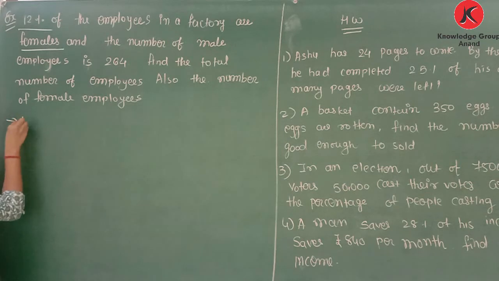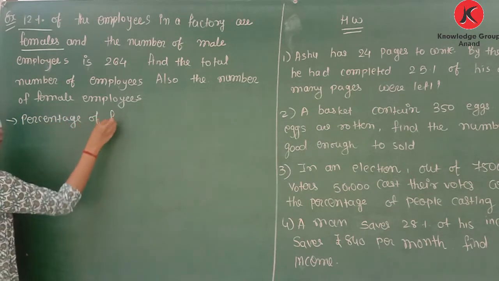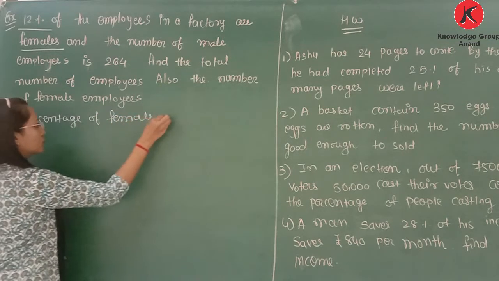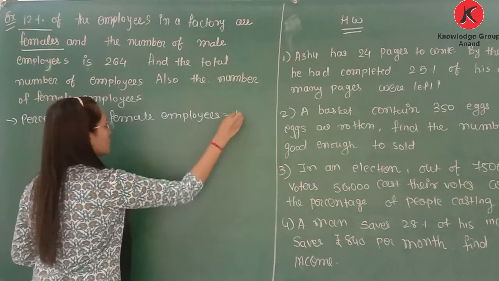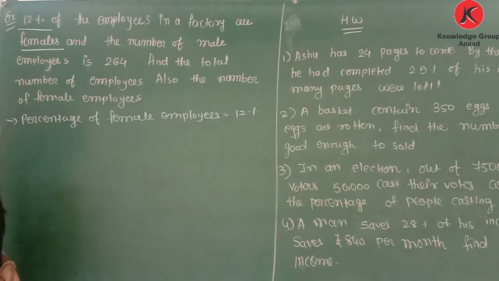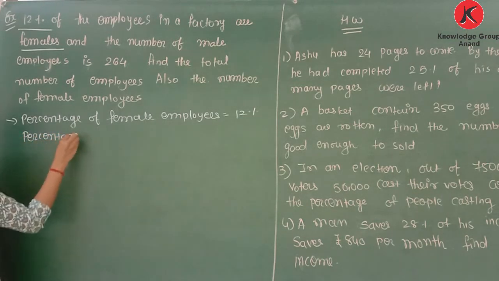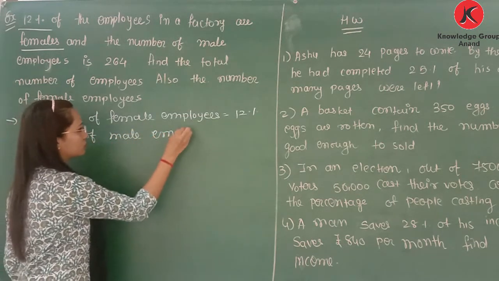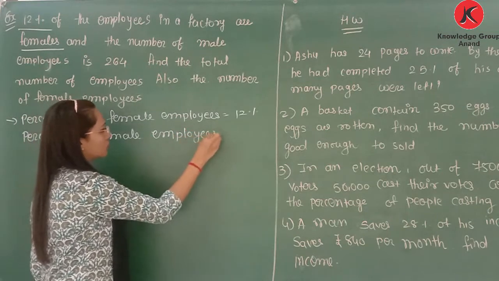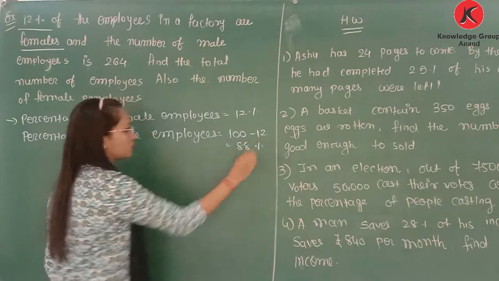So percentage of female employees is equal to 12%. So what will be the percentage of male employees? From the female percentage we can find the percentage of male employees. That is 100 minus 12 is equal to 88%.